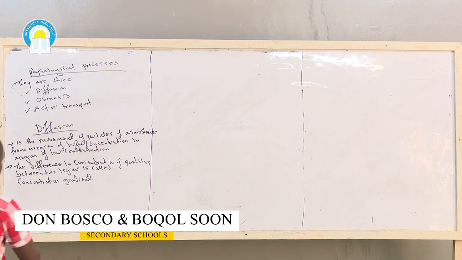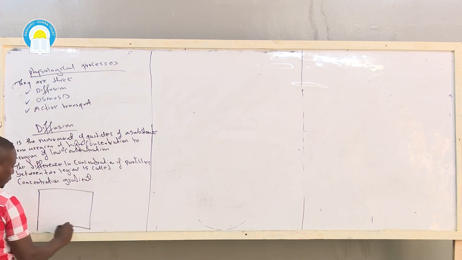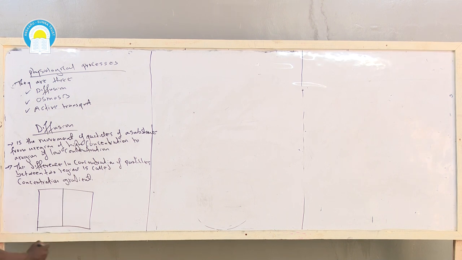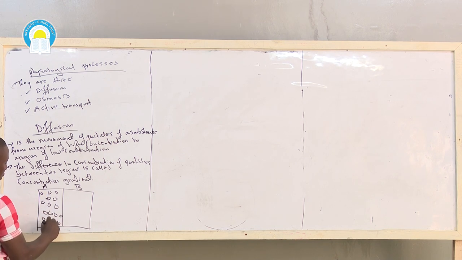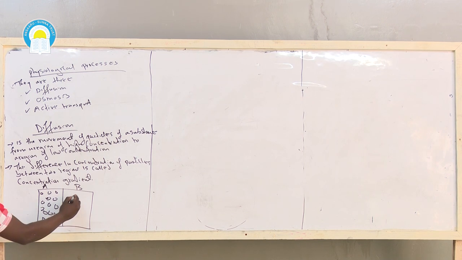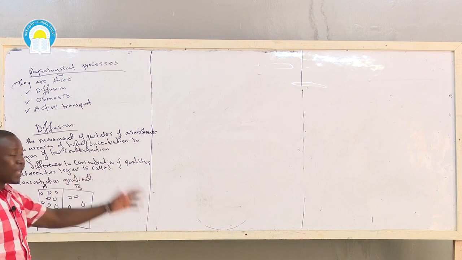Let us demonstrate it on the diagram. I'll separate it into two. I'll name this part A and this side part B. So let us see the type of molecules on side A. On side A, we have a lot of molecules or particles, but side B has fewer particles. So part A has a lot of particles, but side B is having fewer particles.